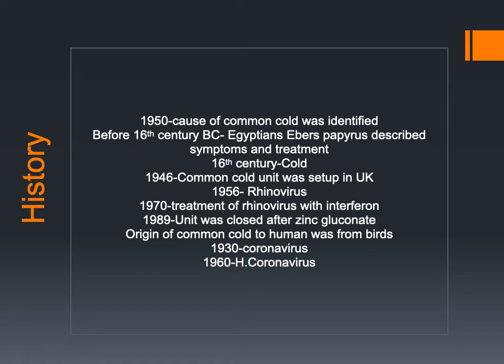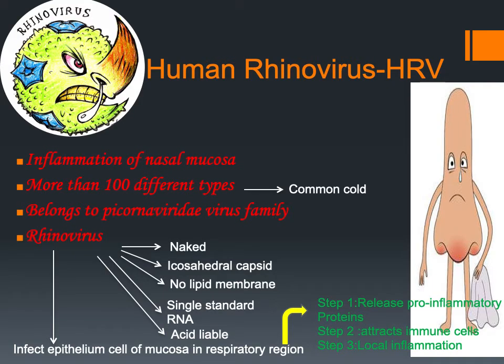Now we'll see about the causative agent, what it is, and what infection it is causing. The first one we are going to see is human rhinovirus. The main thing it does is cause inflammation in the nasal mucosa area. That is the first thing it does.